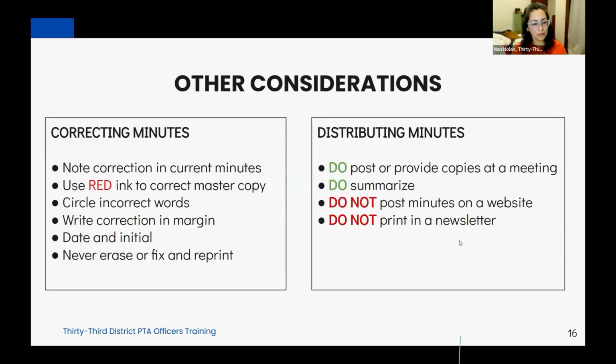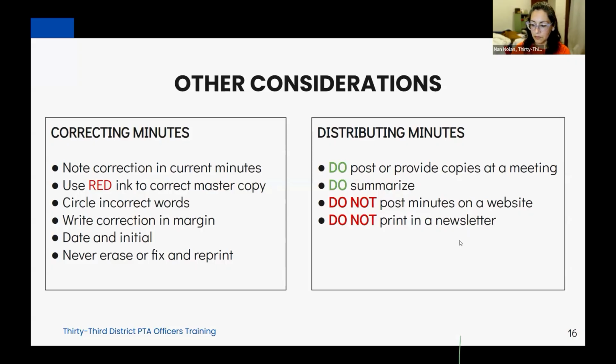Okay, so here are some considerations. The correction is in the current meeting minutes. Oh, here, I jumped the gun. You use red ink to correct on the master copy. You circle the incorrect words. You write the correction in the margin. You date and initial, and you never erase or fix and then reprint. If you're doing it electronically, you would make those corrections with strikeouts using a red line strike through and then adding the correct information in red, and then you would need to reprint the total document or however much. It probably will be the whole thing because once you start adding more information, it's going to make your pages, your margins, everything move, if that makes sense.